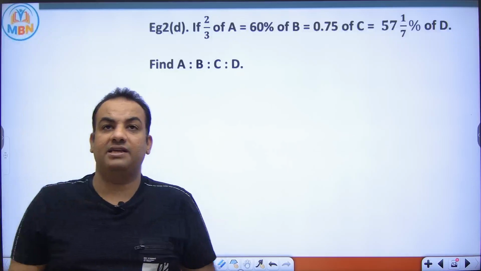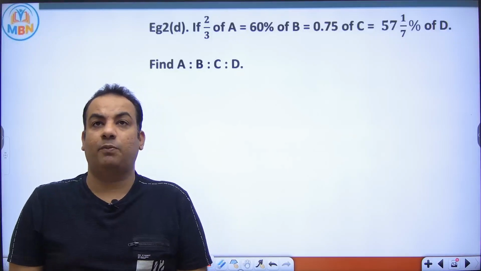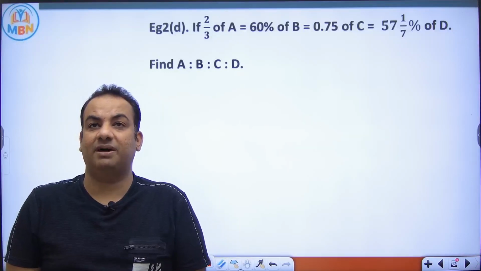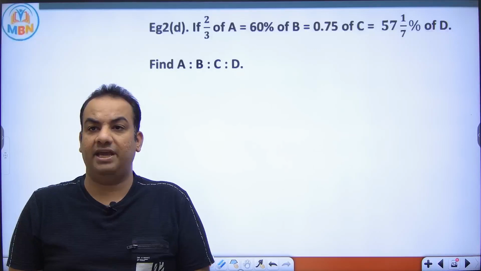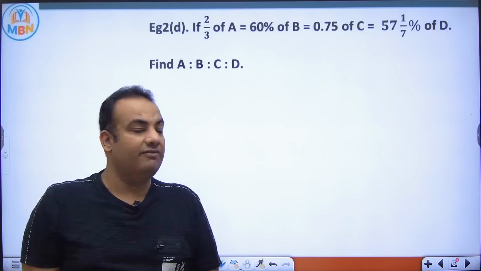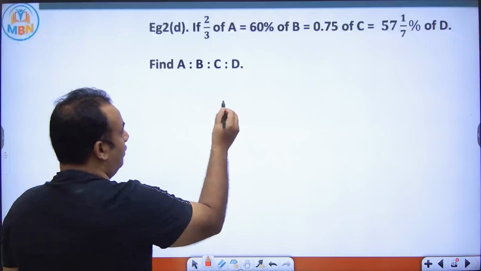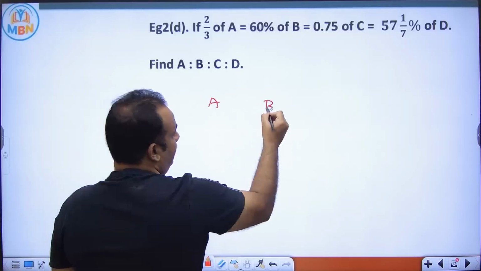2 by 3 of A is equal to 60% of B, is equal to 0.75 of C, is equal to 57 1 by 7% of D. What is the ratio of A to B to C to D? Now, whenever you have to calculate the value of A, B, C, D, what will you do? Just write A, B, C, D.